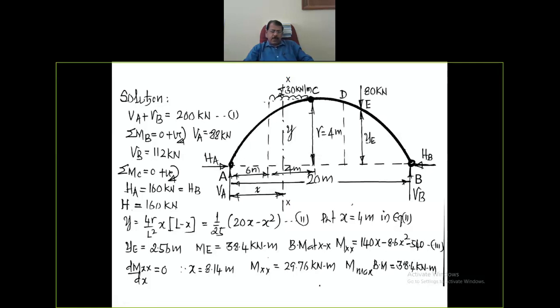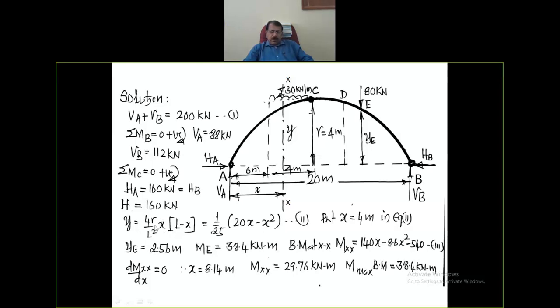Well, after obtaining the vertical reactions, namely VA, VB, and horizontal thrust H, write down the expression for ordinate Y in case of three-hinged parabolic arch. The ordinate Y at any distance x measured with respect to A or B as reference point is given by 4r by L squared into x into L minus x.